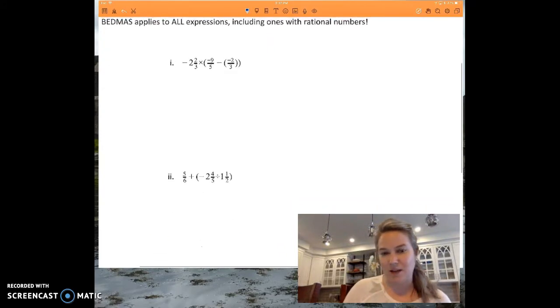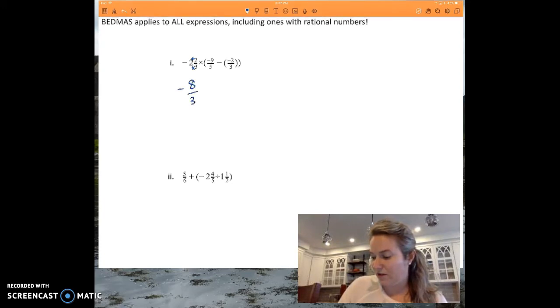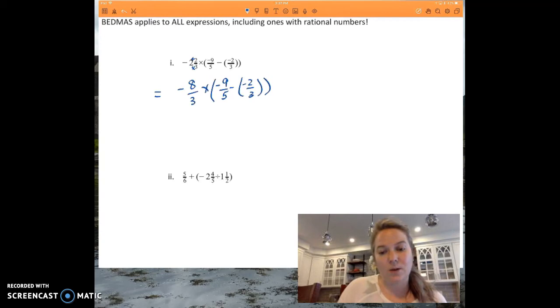So look at the first example here. And the very first thing I'm going to do is get rid of my mixed numbers, because mixed numbers are not very useful when I'm doing math. So let's take a look. -2, we're going to switch that one. It's going to be -8/3, put my equal sign in, multiplied by -9/5 minus -2/3. And now what am I going to do first?